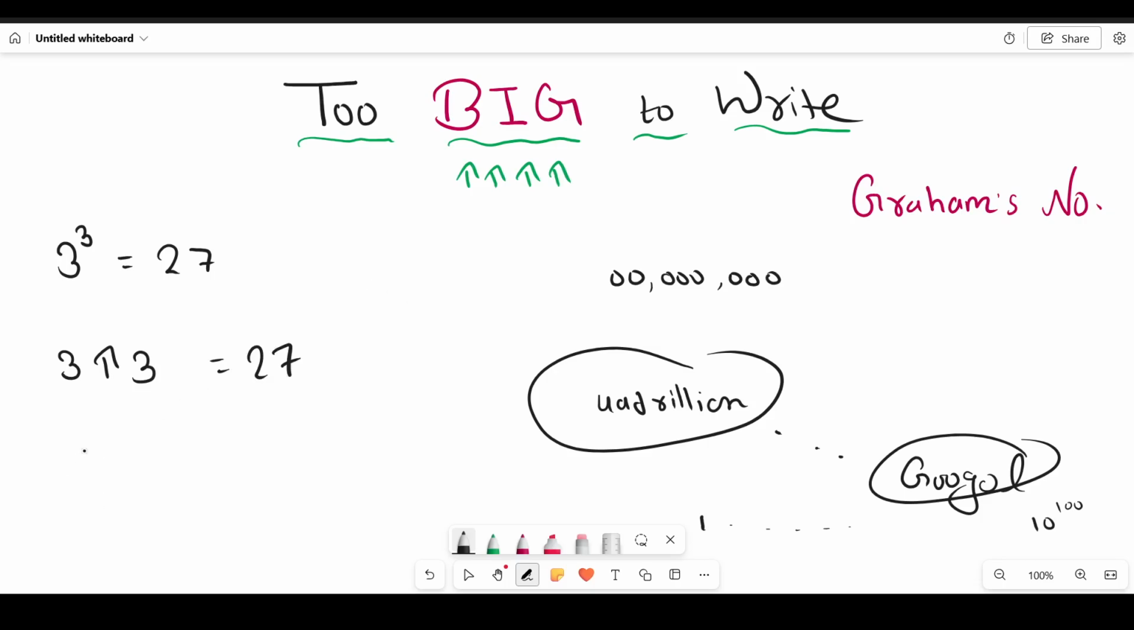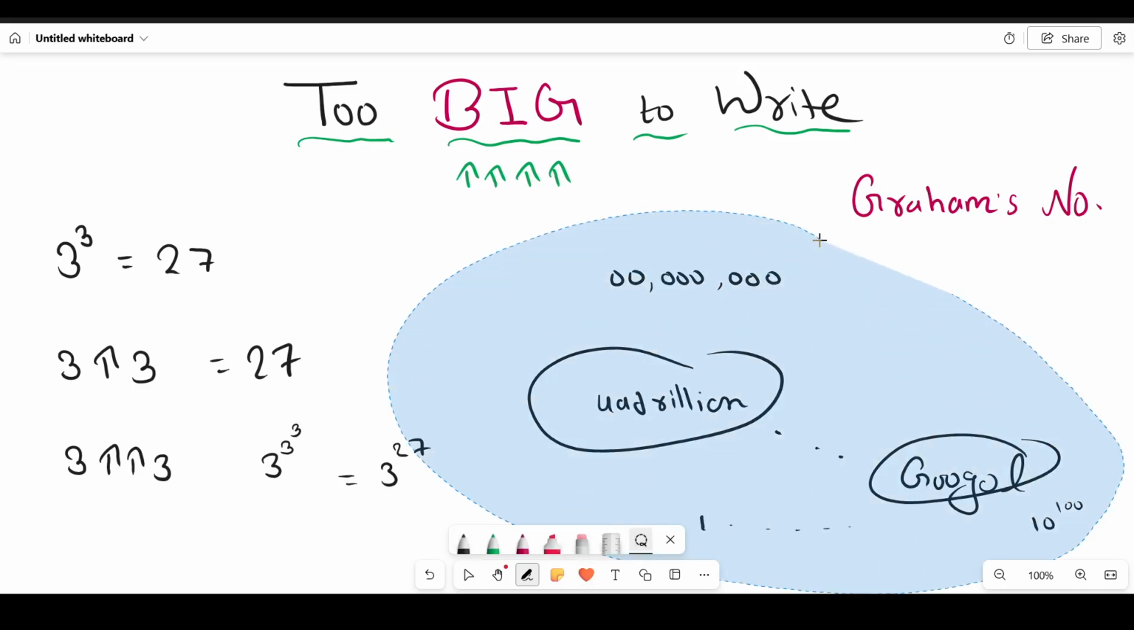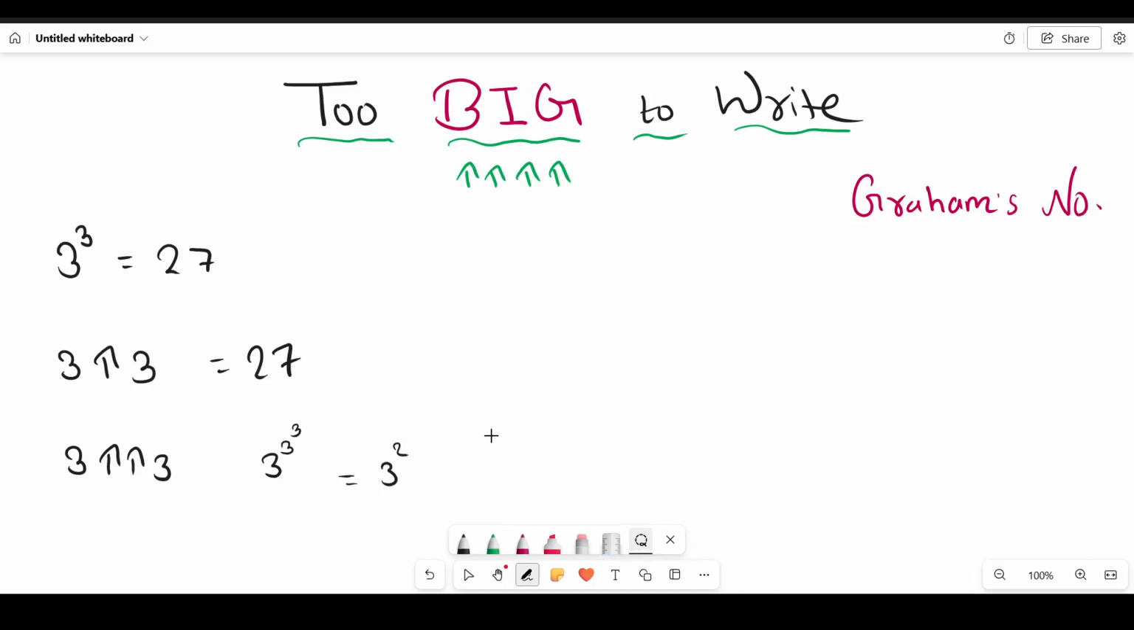For example, if I write 3 double arrow 3, it means 3 power 3 power 3. So the number of arrows means the power of power, which is equal to 3 raised to 27, a big number, correct? So now I think you are understanding how to write bigger numbers. I hope this point is clear to you all. Now let's do another thing. Whether you believe it or not, you can calculate that 3 raised to 27 is already over 7 trillion.